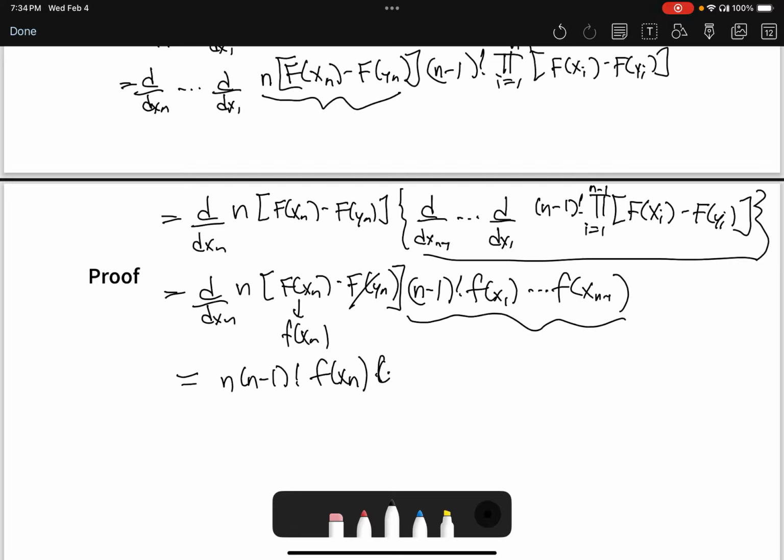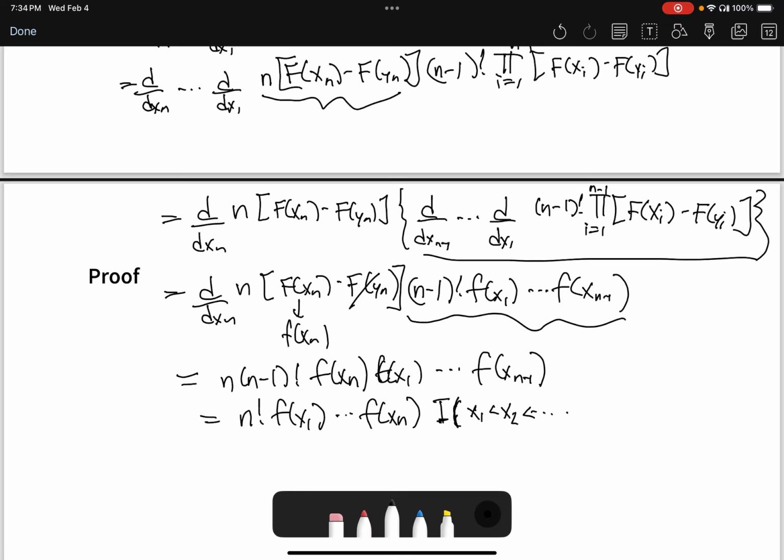times f of x1 to f of x n minus 1, which equals n factorial times the product of all of those densities. And then technically, that indicator function has been floating around, okay? And so I'll write it this way. This is a slightly different notation, but x1 less than x2 up to xn, and we are complete.